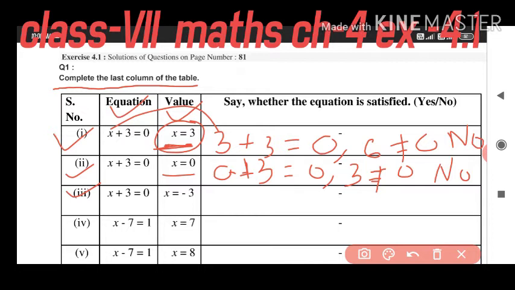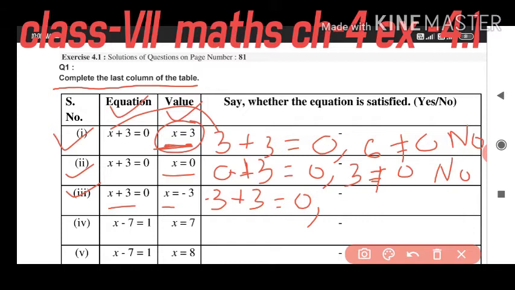X plus 3 is equal to 0 and x is equal to minus 3. Question number 3: x plus 3 is equal to 0. X is equal to minus 3. So what is the value of x here? Minus 3. So in place of x, what do we have to put? Minus 3. Now minus 3 plus 3 is equal to 0.